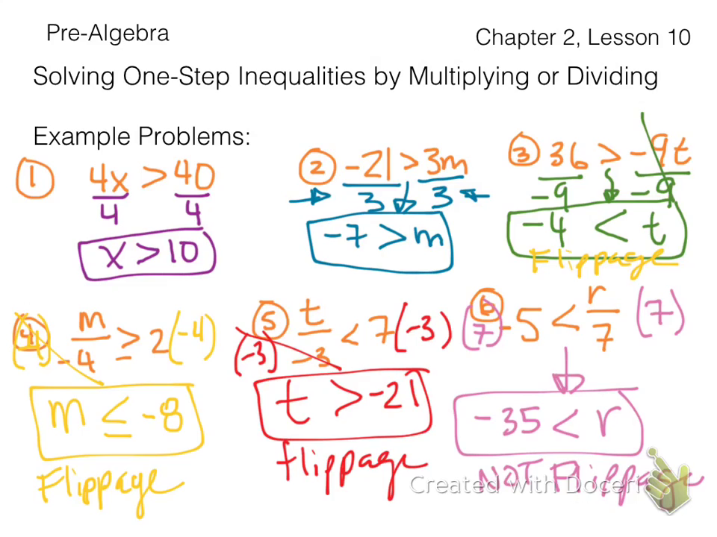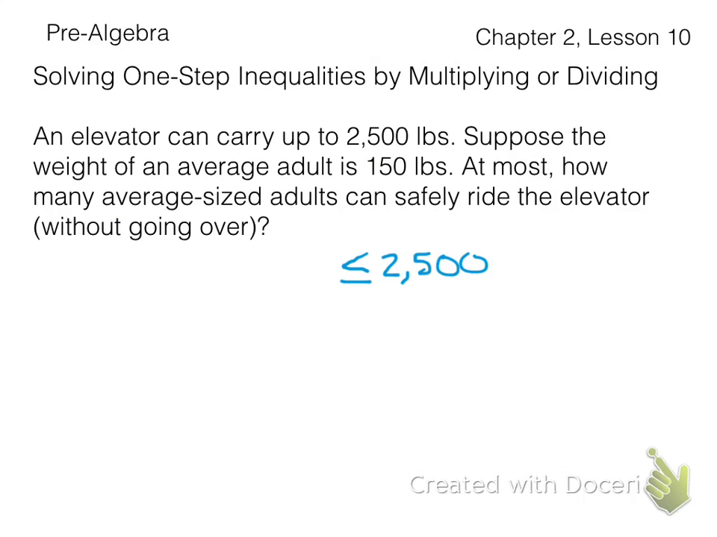All right, last problem is a word problem. An elevator can carry up to 2,500 pounds. Suppose the weight of an average adult is 150 pounds. At most, how many average-sized adults can safely ride the elevator without going over? Can't go over. So, what we need to do is we need to say that whatever's going on over here needs to be less than or equal to 2,500 pounds.